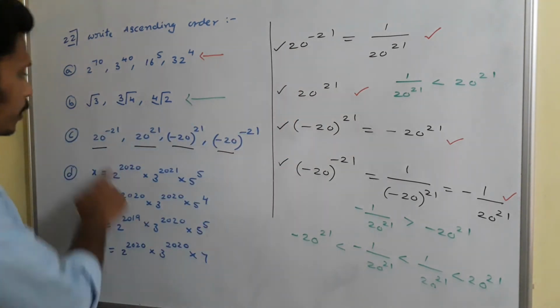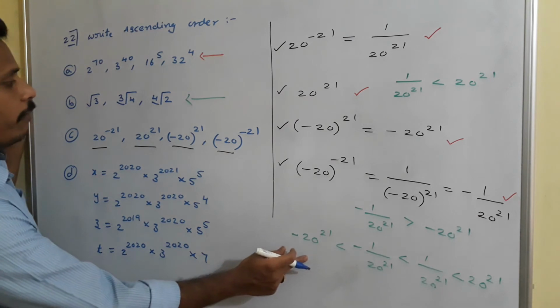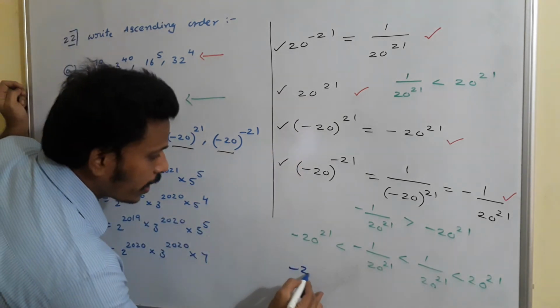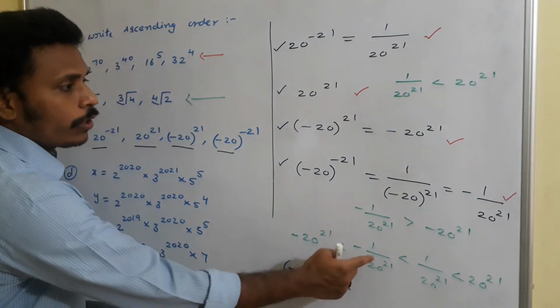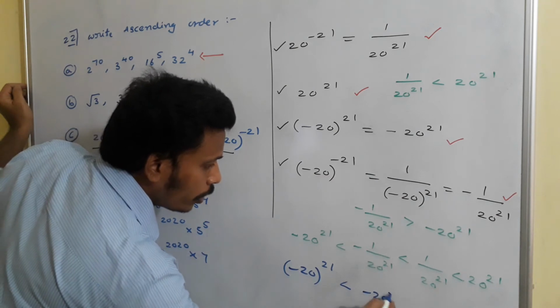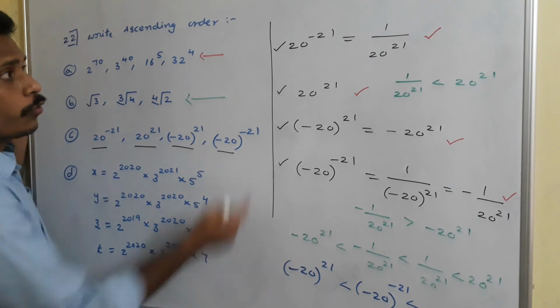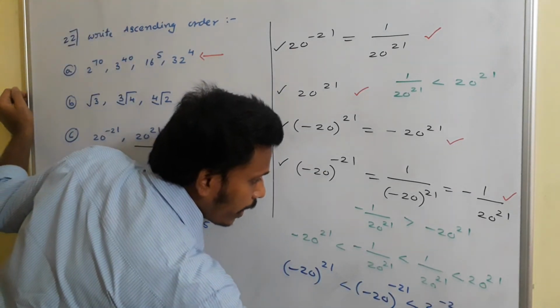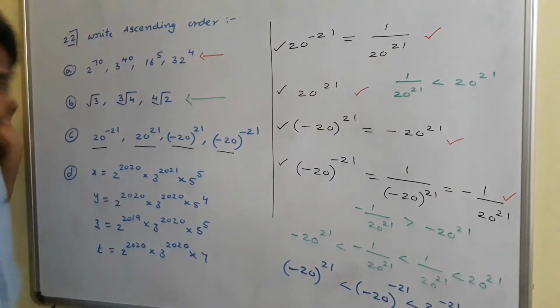As per these numbers, if you wish to write it, you write like this. Minus 20 whole to the power 21 is less than minus 1 by 20 power 21. That is, minus 20 to the power minus 21 is less than 1 by 20 power 21, which is 20 power minus 21, which is less than 20 power 21. This is the order. Just observe first. Your observation skill is very important here.